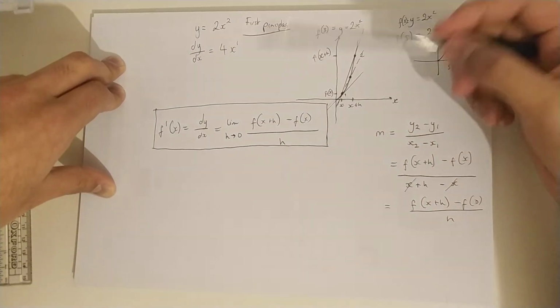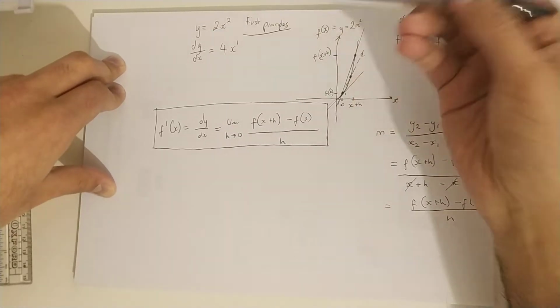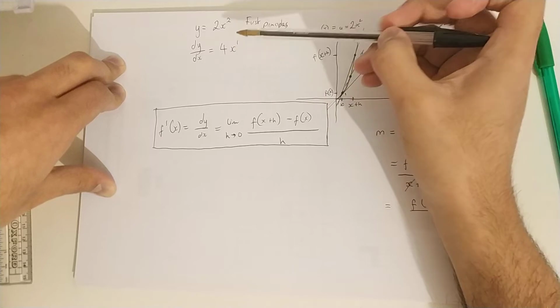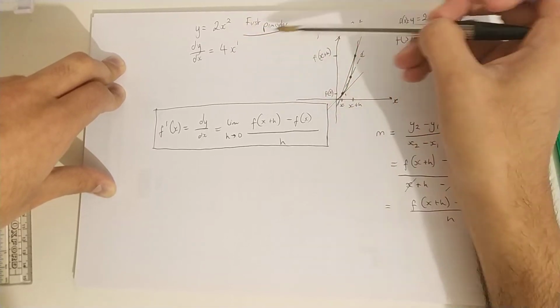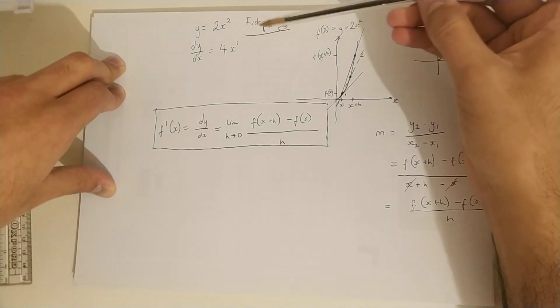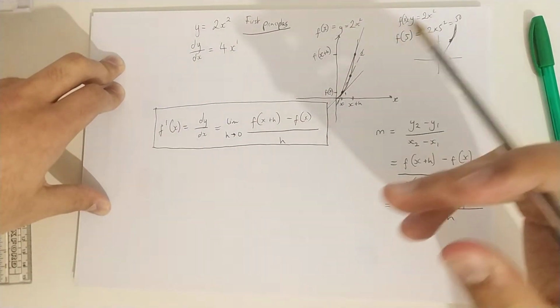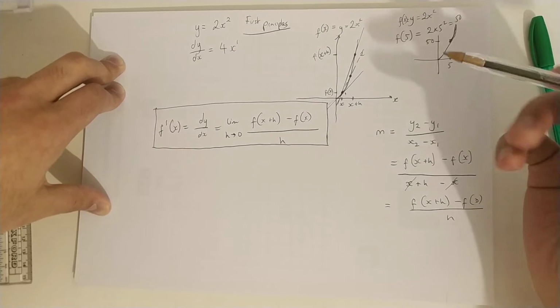But if they ask you to show, or they might say show that the derivative of 2x squared is 4x using first principles, they might ask you to do that. If they ask you to do that, then you do have to follow this process here, and I'll just quickly show you now, because the video is getting a bit long, how you do that.